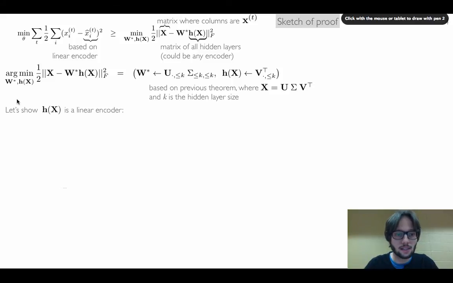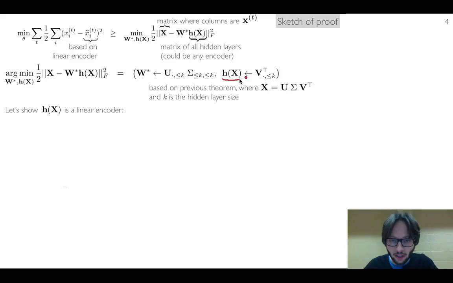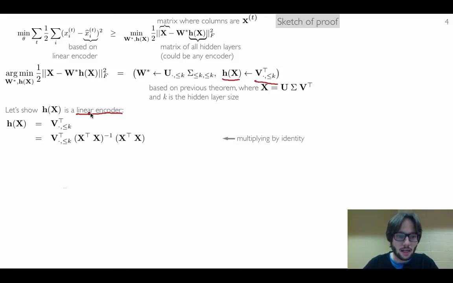Now, let's see whether this particular H of X, which takes that form and minimizes this, can actually be expressed as a linear encoder. If we do that, we've finished our proof. So H of X is equal to that. That's exactly what we have here. Now I'll essentially multiply by the identity, because this matrix times its inverse here is just the identity. So I'm not changing anything in the equation.